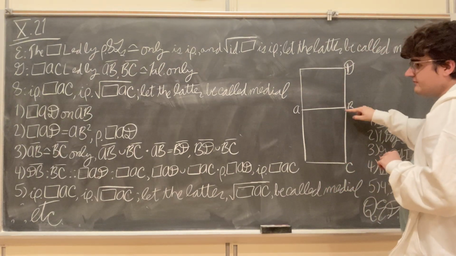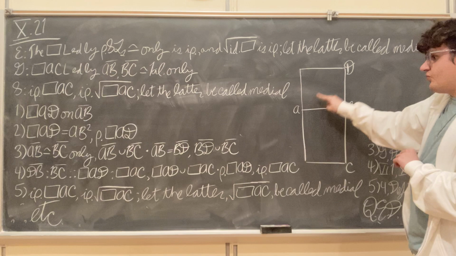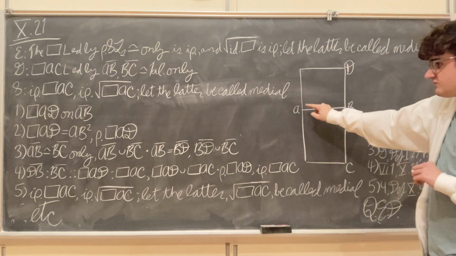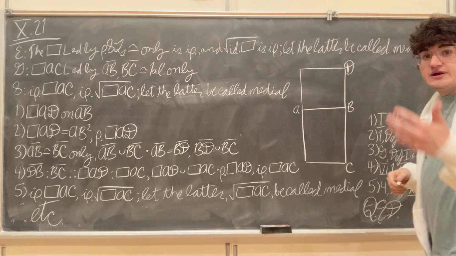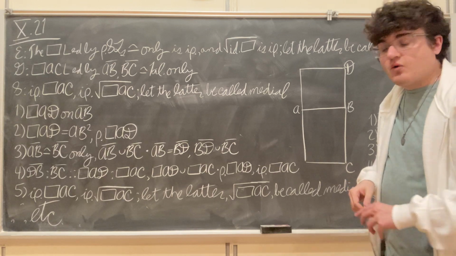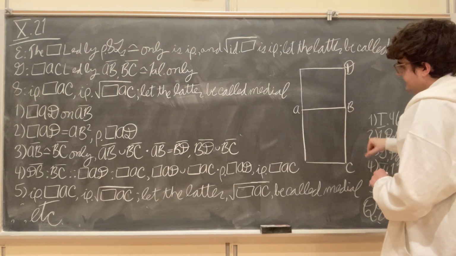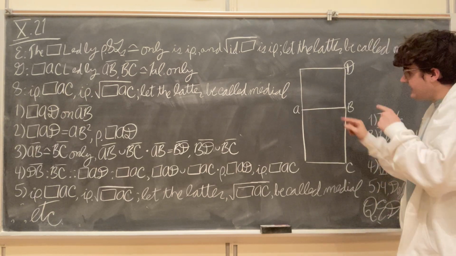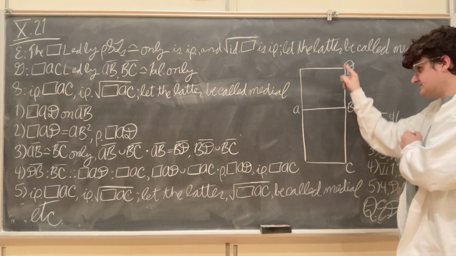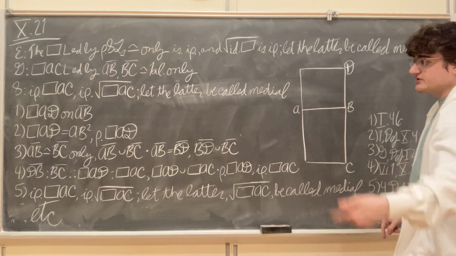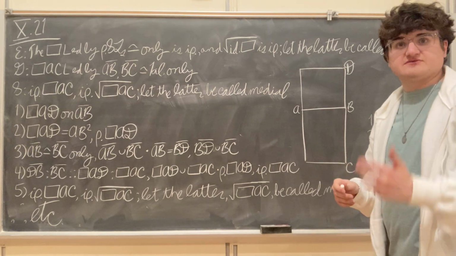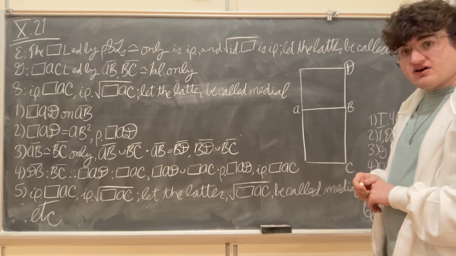Now, DB is to BC as the square AD is to the rectangle AC. We know this from proposition 6.1. This square AD and the rectangle AC are under the same height, that is, they are in the same parallels, so they are to each other as their bases. That's what proposition 6.1 tells us.